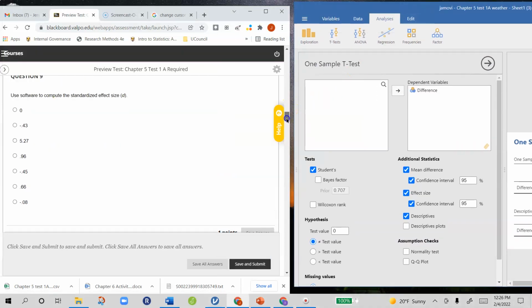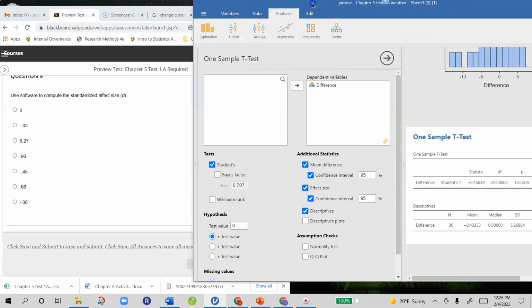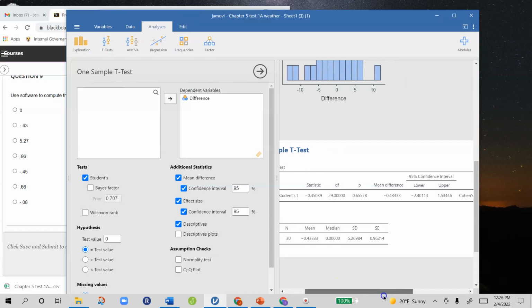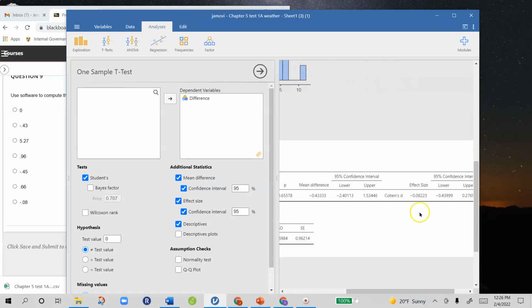Next question is, what is the standardized effect size d? This is in our output. If we scroll over, you can see the standardized effect size is Cohen's d here. It's negative 0.08. We could have also looked at the mean difference as a measure of effect size. The mean difference is she is off by negative 0.43 degrees, which gives us an effect size of negative 0.08.